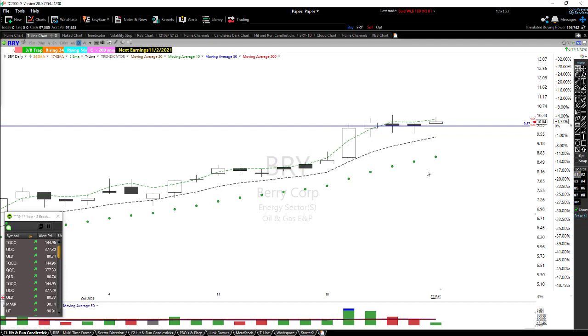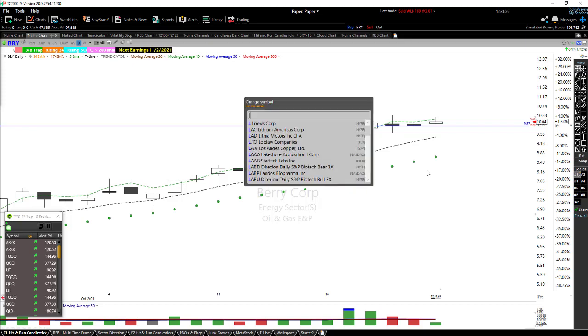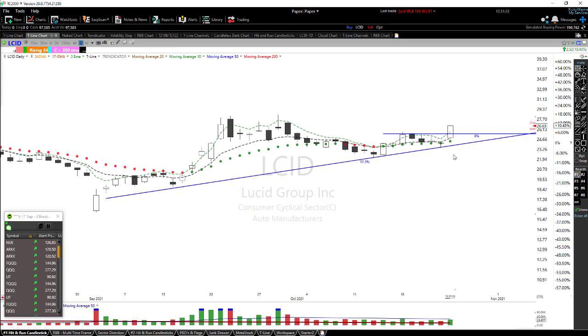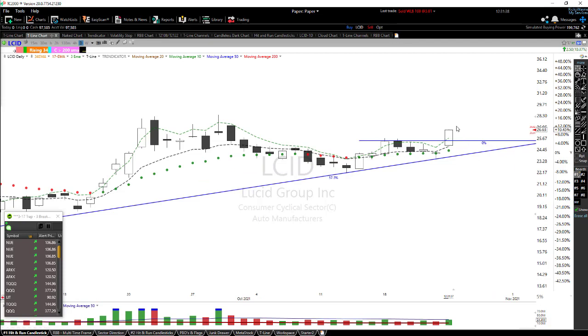Thank you, by the way. Already in LICD? Yeah, that's a nice chart. That's a great looking chart. That's buyable right now, in my opinion. Yeah, put your stop in.